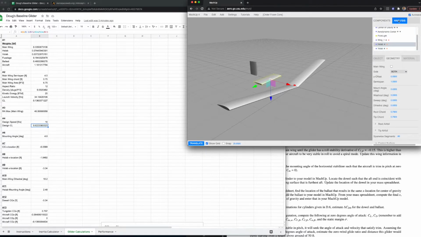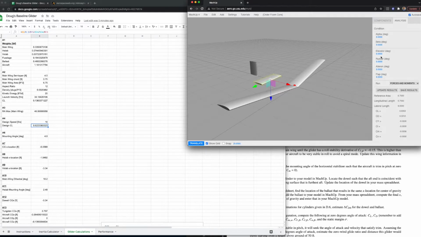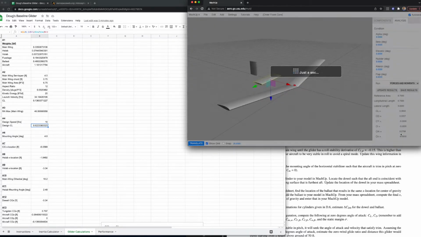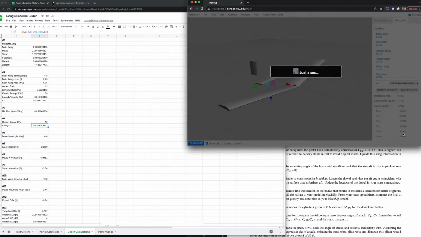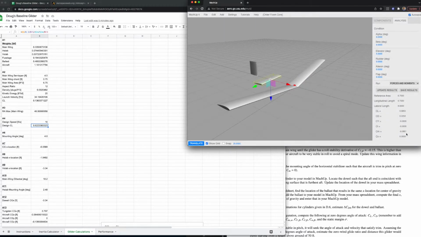So now when I come back over here to analysis, I can use this number here instead. So first let's just update results, and we're going to see that we have this positive pitching moment again. And now if I set the elevator to 5 degrees, you can see that it rotates it by 5 degrees. And update results, and again we're getting the minus 0.861. So we're going through the exact same thing that we did before. I can go to 2.5 and update results.